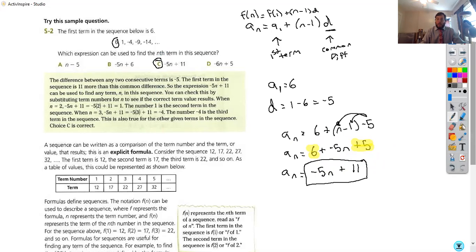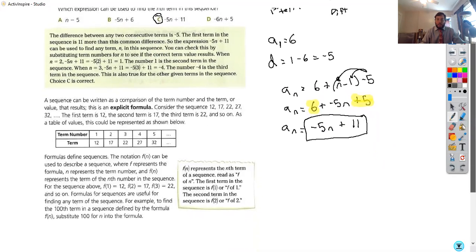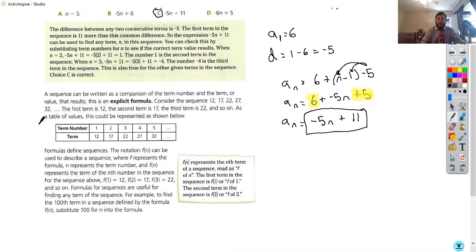All right, so as we keep going down here, this is just another way that they're showing you this explicit formula. So if we take a look here, it says that a sequence can be written as a comparison of term number and the term or value that results. This is an explicit formula. So we're given this sequence 12, 17, 22, 27, 32. And then we're shown that the first term was 12, the second is 17, third is 22, and so on.